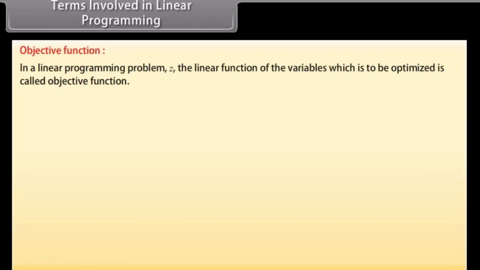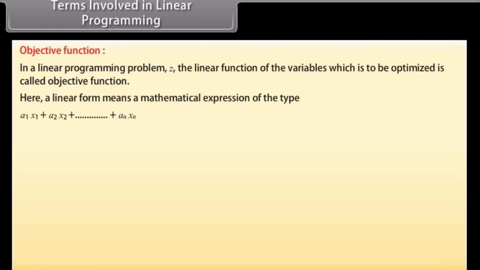Terms involved in linear programming. Objective function. In a linear programming problem, Z, the linear function of the variables which is to be optimized, is called the objective function. Here, a linear form means a mathematical expression of the type a1 x1 plus a2 x2 plus and so on till plus an xn, where a1, a2 and so on till an are constants and x1, x2 and so on till xn are variables.